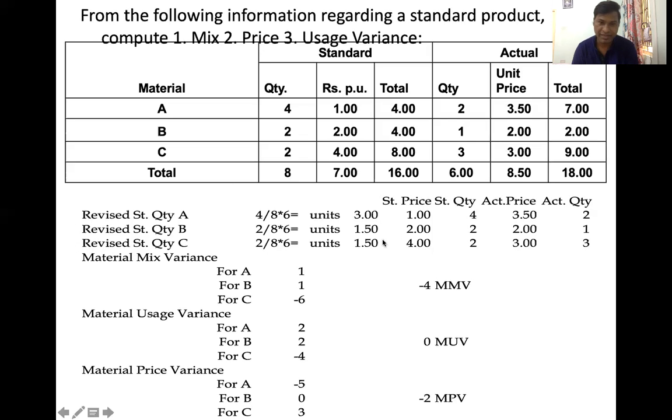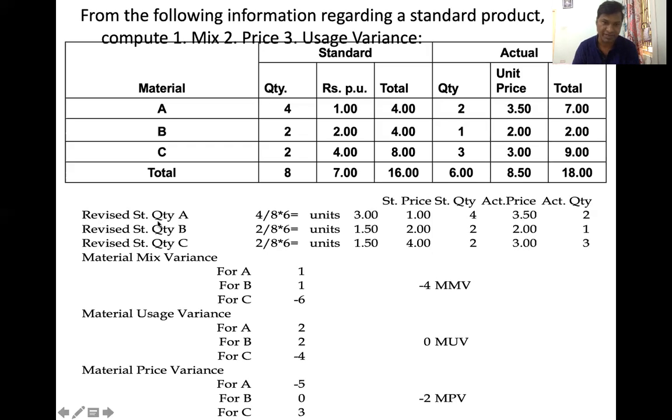Okay. Only in this point. The rest are all substitutions. We have to be very careful. The standard material by the total of all types of material expected to consume, multiply with the total of actual material used of all the material, right? This is what you have to remember.